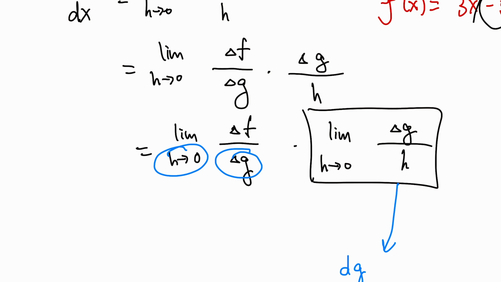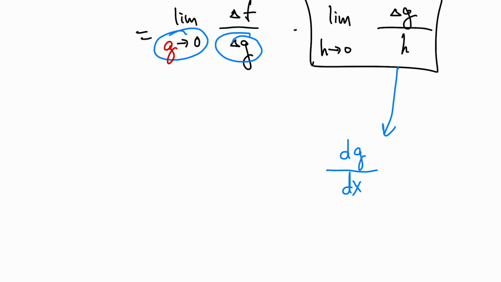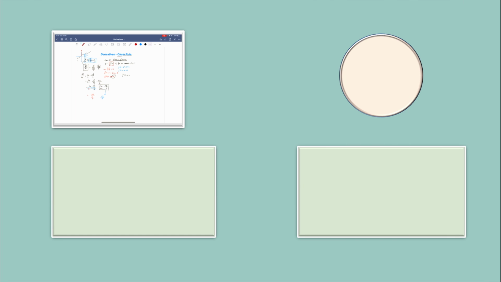So we can rewrite h approaching 0 to be the y value, which is g, approaching 0, and now that is the definition of derivatives, and that is just simply df over dg. And that is the chain rule proof.